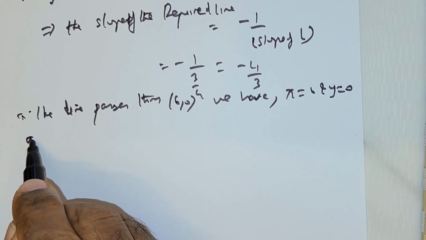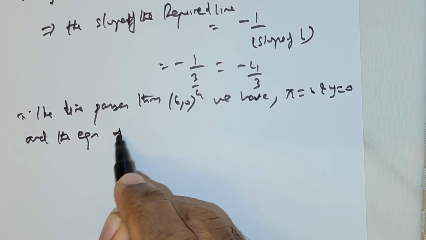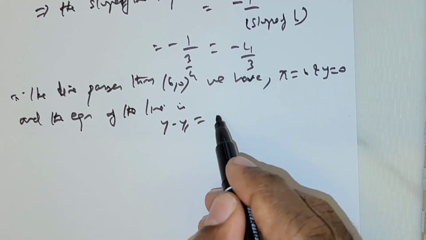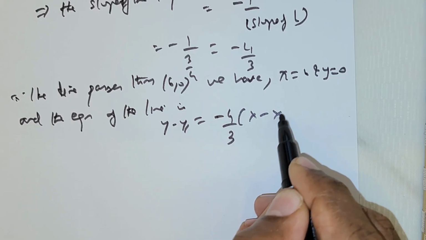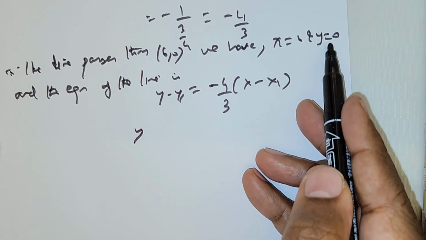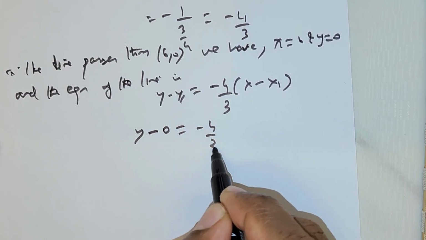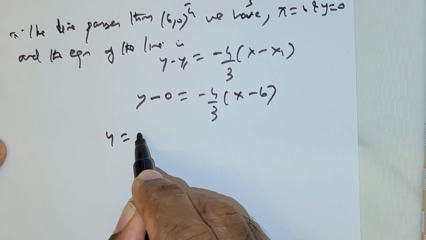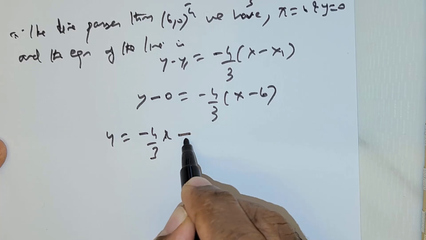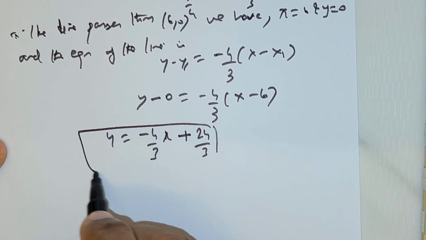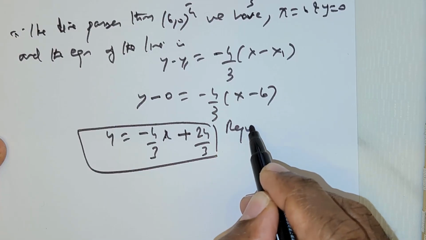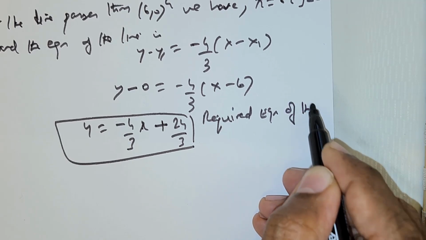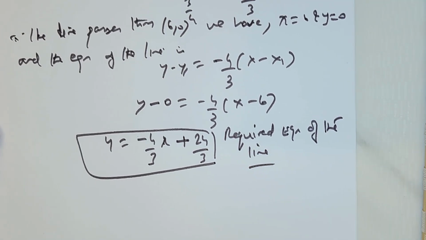And the equation of the line is y - y1 = slope times (x - x1), where the slope is -4/3. This is the equation. y1 is 0 and my x1 is 6. So this is going to be y = -4/3 times x + 24/3. So this is the required equation of the line. Okay.